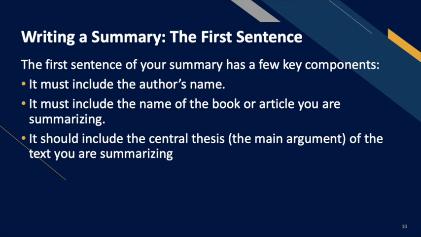Now that you've read the text, you've taken some notes and done your paraphrasing, it's time to start writing. The first sentence of a summary is very important. It has a few key components. It must include the author's name. It should include the name of the book or the article that you're summarizing. And lastly, it should include the central thesis, in other words, the main argument of the text that you're summarizing.